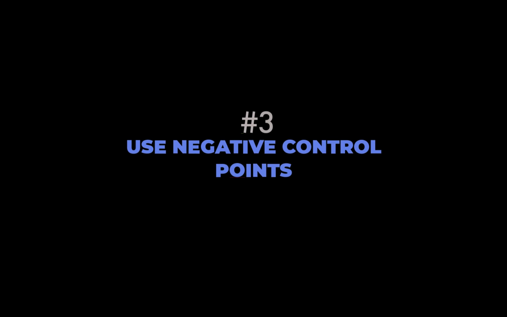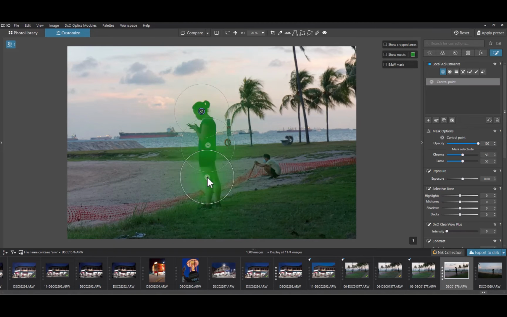The third tip to help you get a more precise mask is to use negative control points. To demonstrate this, let's work with this image. Once again, we have an imprecise mask spilling over the background. We could of course make the circle smaller or refine the mask as described in tips 1 and 2. However, another option is to use negative control points, which are used to protect an area from adjustment or erase from a mask, whichever way you want to look at it.